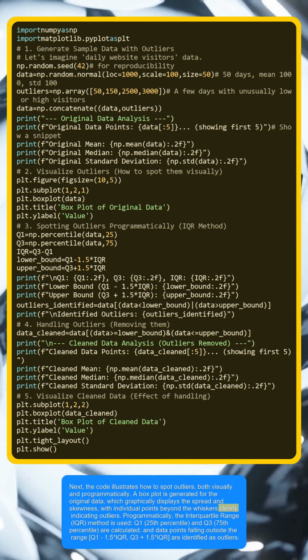Distribution after outlier removal. A second box plot of the cleaned data is displayed, visually confirming the absence of the previously identified outliers and demonstrating the impact of the handling process.